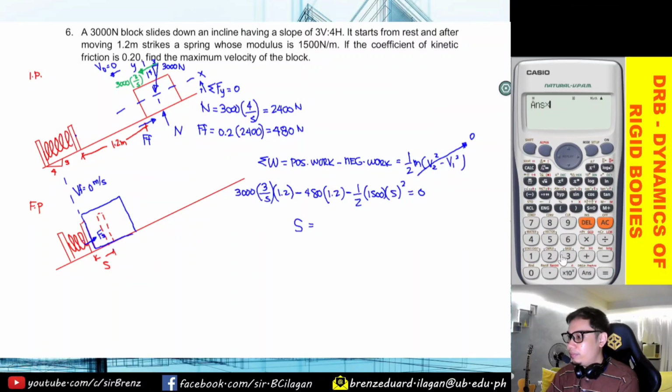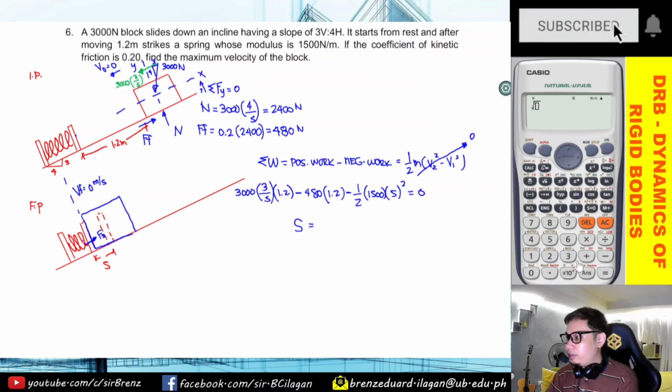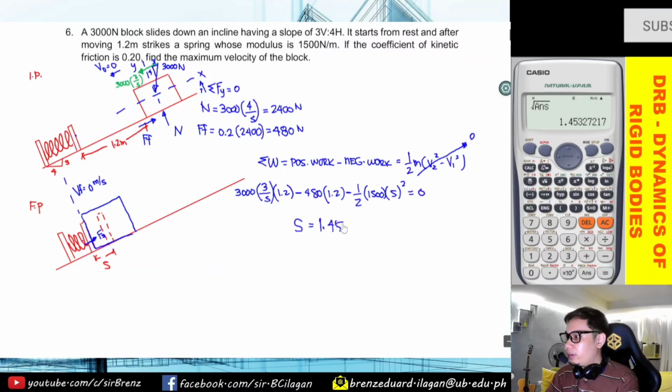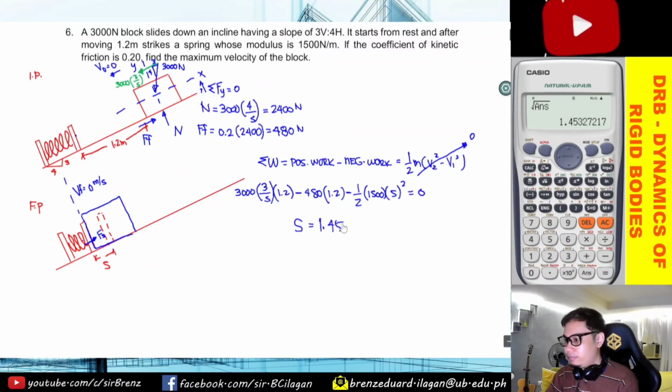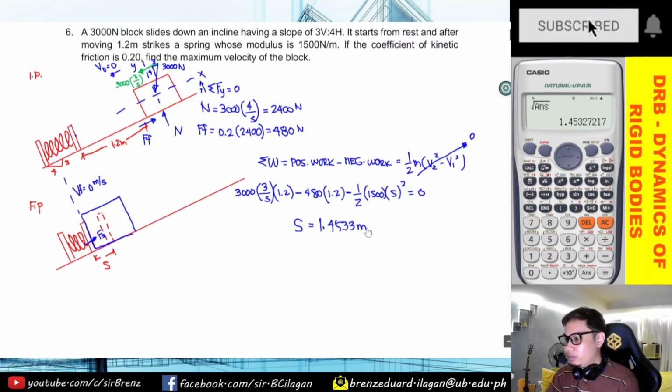Okay, so multiply lang natin ng 2, and then divide natin ng 1,500, and then square root of the answer. So the answer for that is 1.45. Medyo malaki pala, no? So napaliit pala yung drawing ko. 1.4533 meters. Okay. So hindi pa tayo tapos, ha.